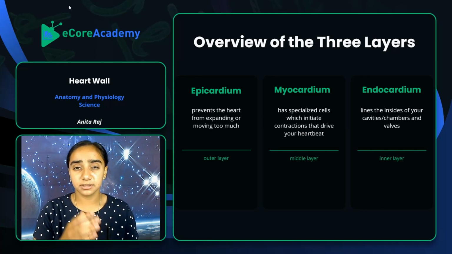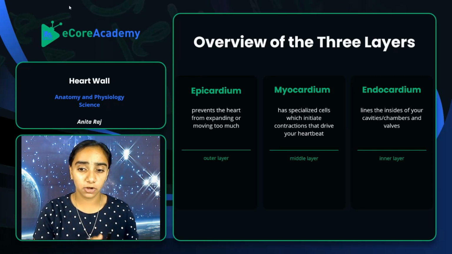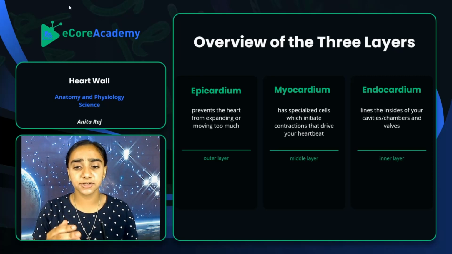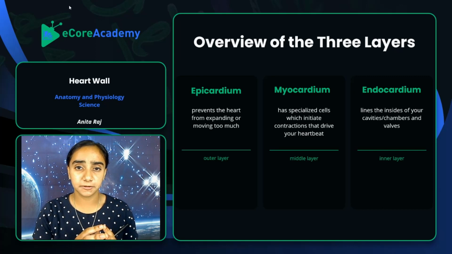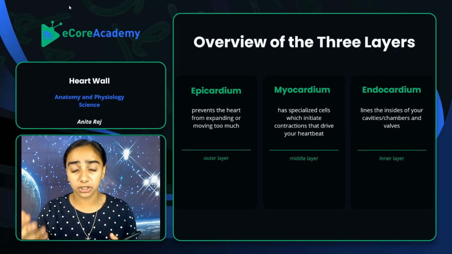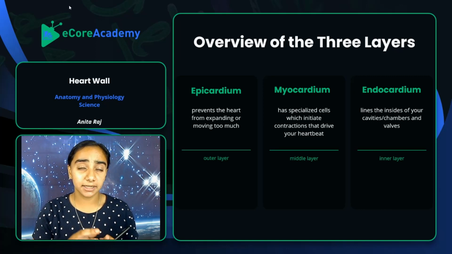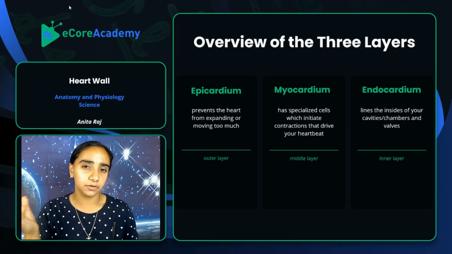The myocardium is the second layer, and it's the middle layer of the heart. It is the thickest layer of the heart. It has specialized cells which initiate contractions that drive your heartbeat. So the myocardium contains the bulk of the heart muscle, and this heart muscle has its own electric conducting system. It contains specialized cells that send electrical signals to one another and throughout your heart muscle, so your heart muscle knows when to squeeze and contract and then release and expand and relax.